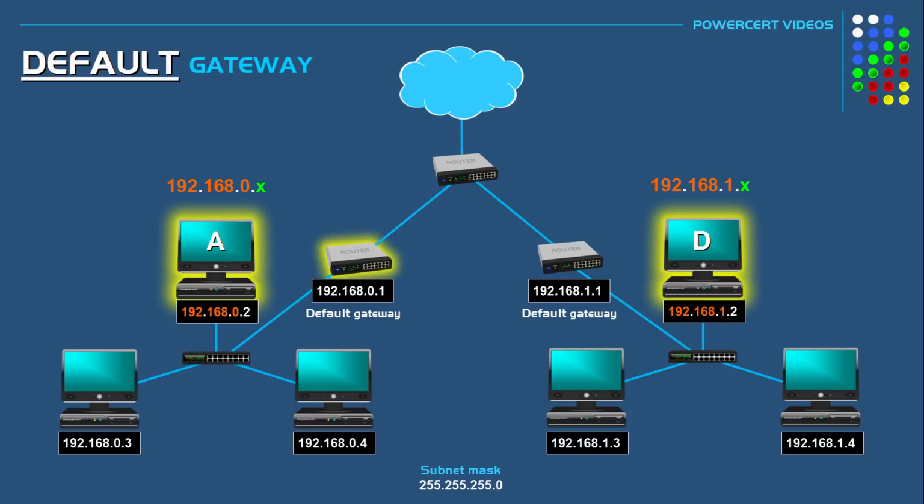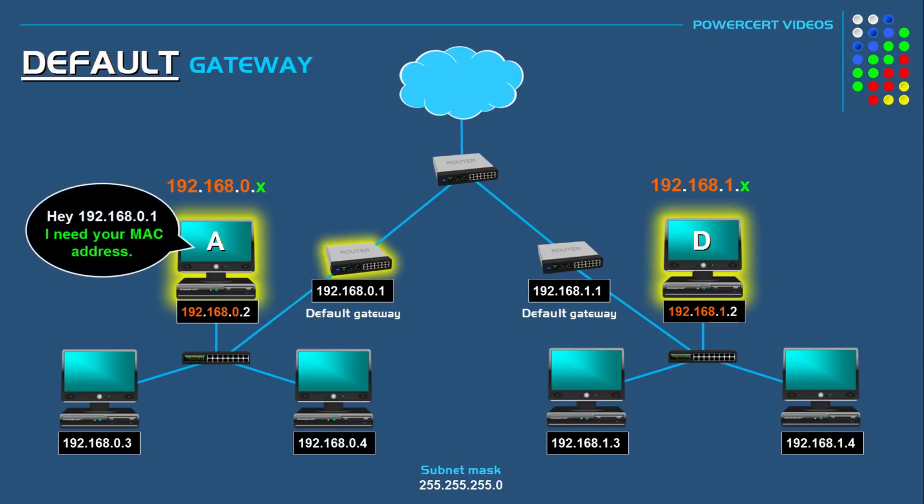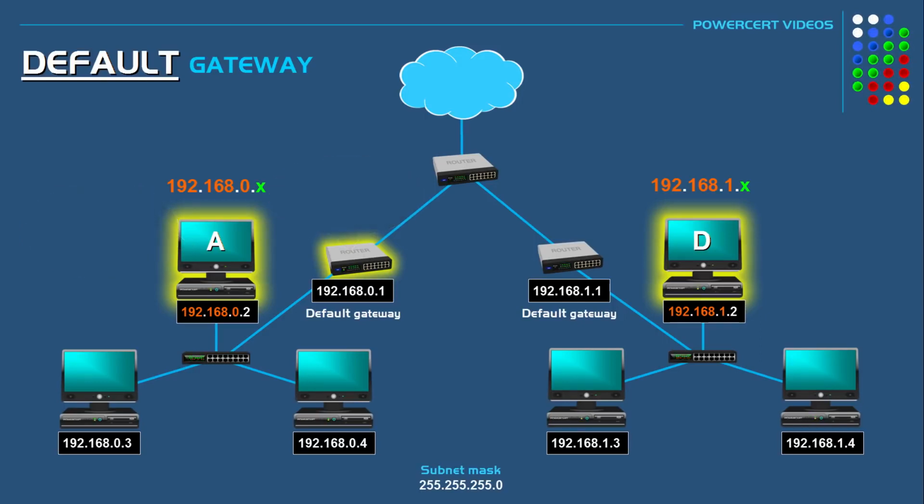So computer A will send out an ARP broadcast, and this time it'll ask for the MAC address of the default gateway and not the computer, because computer D is on a different network and it won't receive the broadcast, because ARP broadcasts cannot go past a router. Then once it has the MAC address, it'll send the data to the default gateway and then it'll be forwarded to the destination.